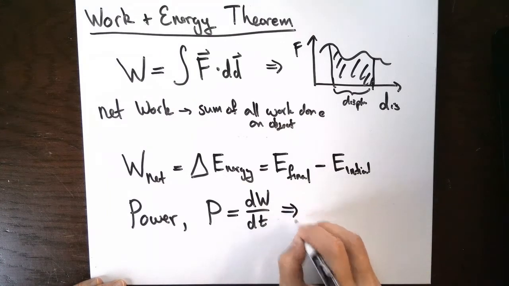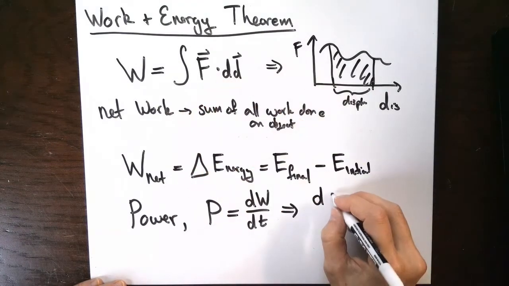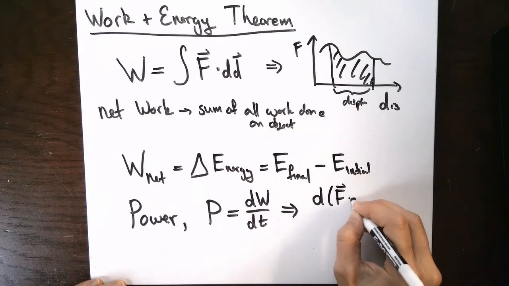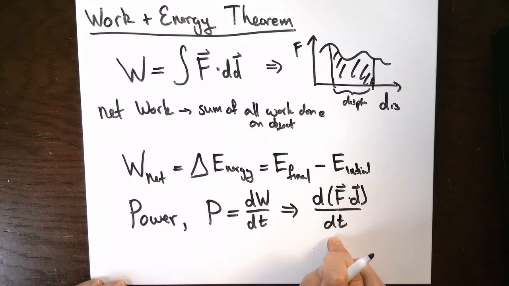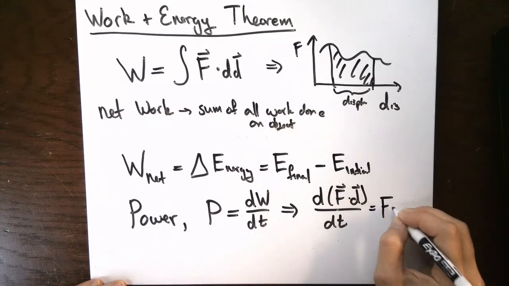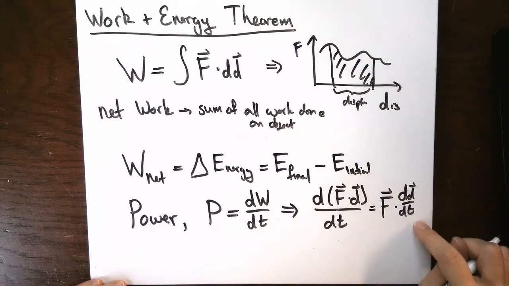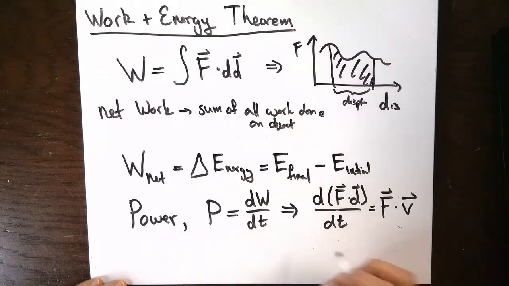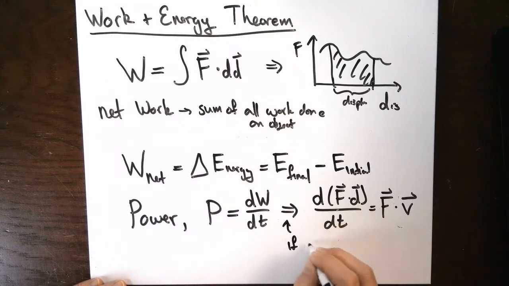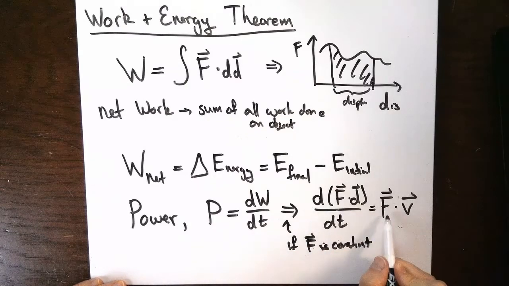If you're lucky enough to have things in a simple world where these works are done by constant forces, we could put in that it's just the force dotted with the full displacement. And if again your force is constant, well, you take the derivative of a constant, that'll just come out, and you'll have force dotted with the change in displacement over time. Well, that's the velocity. So power, if, and this is a big if, F is constant, then you could say power is equal to the force dotted with the velocity.